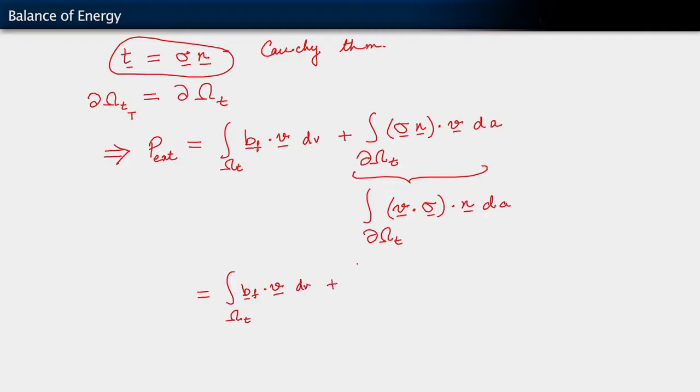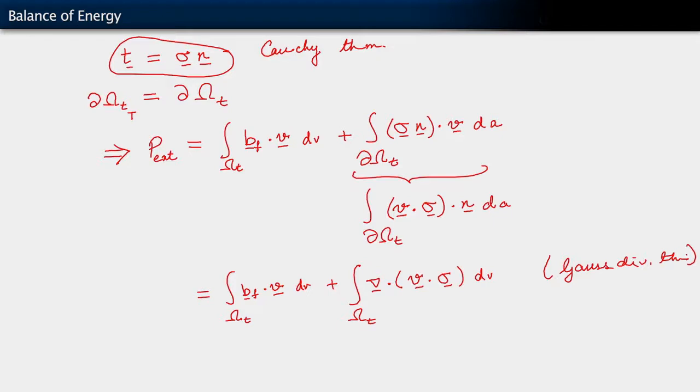Okay? On the second integral, now we know how to do this, right? We just look at that as divergence of the vector v dot sigma. Okay? So, we get here integral over omega t, right? By the divergence theorem, we get divergence of v dot sigma dV. Okay, and this is from the Gauss divergence theorem. All right.